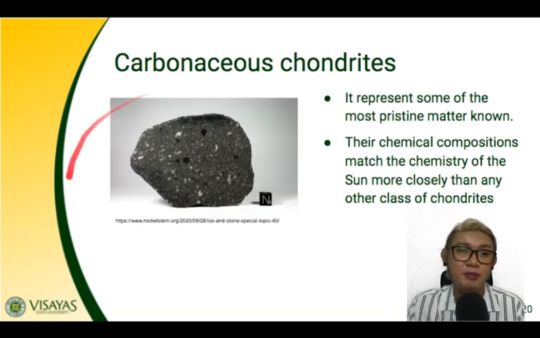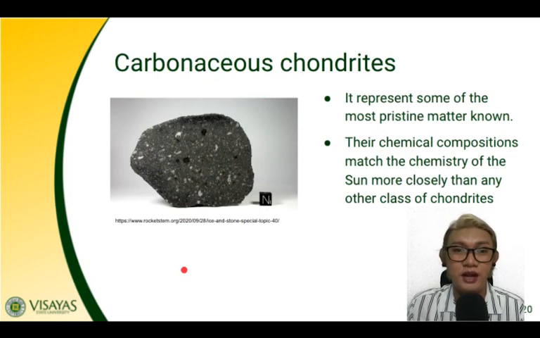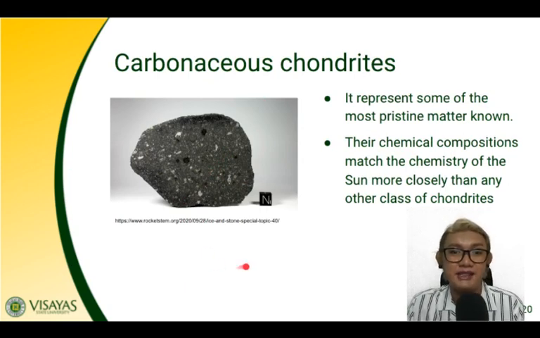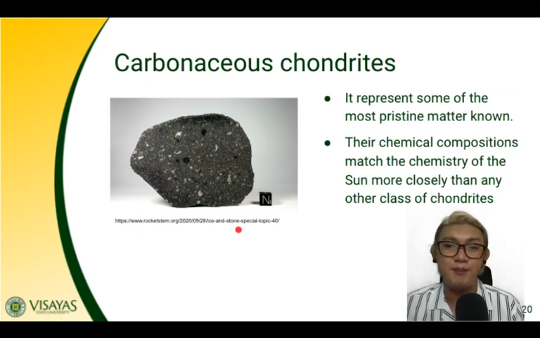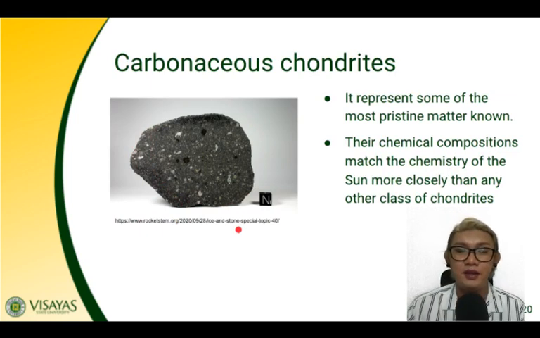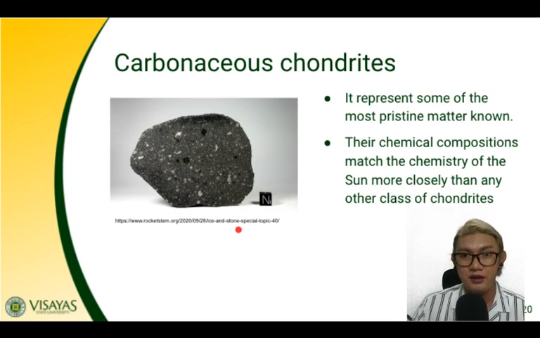Another evidence could be the presence of carbonaceous chondrites. They represent some of the most pristine matter known, and their chemical compositions match the chemistry of the sun more closely than any other class of chondrites. So this proves that there are bombardments that happened from space into the Earth.